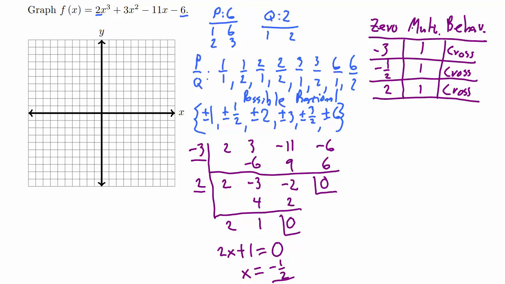Because the behavior depends on the multiplicity. If it's a 1 or an odd, it crosses. If it's an even multiplicity, it bounces, AKA it doesn't cross, just kind of touches the x-axis and goes the other way.